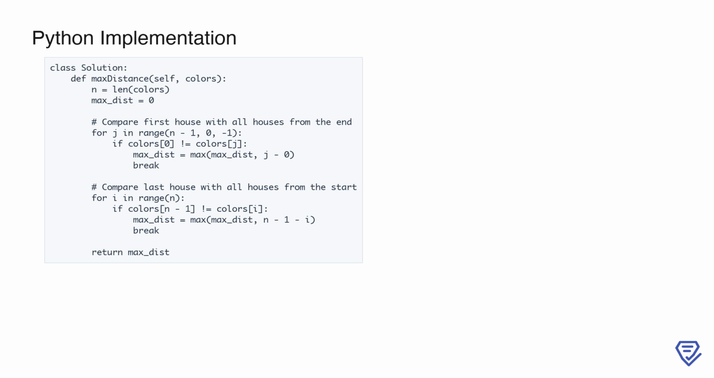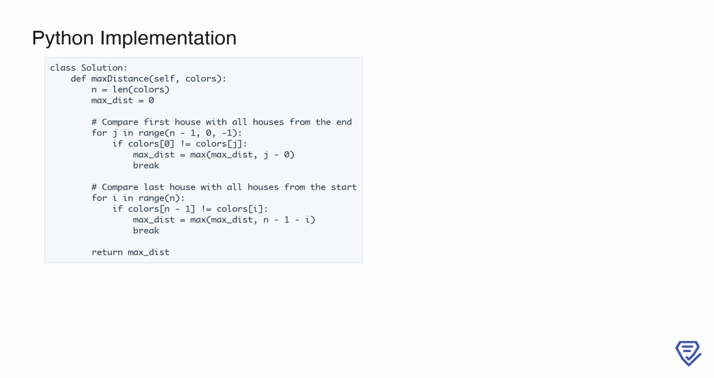Once we find such a house, we break the loop because we are guaranteed no farther house has a different color. 3. Second loop. Similarly, we iterate forward from the first house to the last house, comparing every house's color with the color of the last house, colors[n-1]. If a house with a different color is found, we calculate the distance (n-1) - i and update max_dist accordingly. Again, we break the loop once we find a valid house, since no closer house can have a larger distance. 4. Return result. Finally, we return the value of max_dist, which holds the maximum distance between two houses with different colors. This approach ensures efficiency because we only traverse the array twice, resulting in an O(n) time complexity.